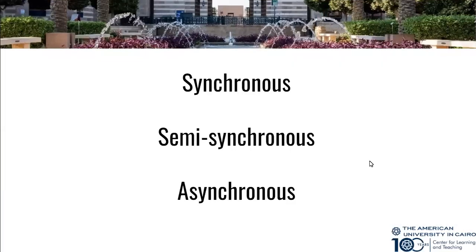So there are three terms I just want to make sure that everyone understands. Synchronous learning is when we're all meeting at the same time. So something like a Zoom meeting, or if we're chatting at the same time via text, even if we're not together on video, or a phone call would be synchronous as well. All of these are synchronous. We are synchronized at the same time.